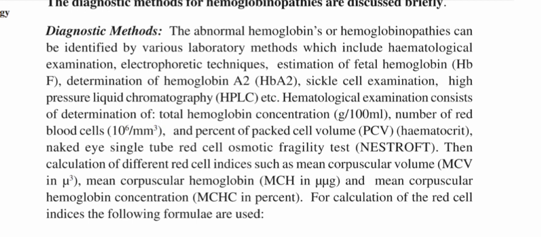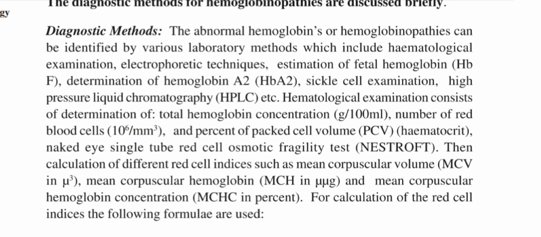Hematological examination consists of determination of total hemoglobin concentration in gram per 100 ml, number of red blood cells in 10 to the power 6 per cubic millimeter, and the percentage of packed cell volume PCV, hematocrit, naked eye single tube red cell osmotic fragility test, NESTROFT. Then calculation of different red cell indices such as mean corpuscular volume MCV in cubic micron, mean corpuscular hemoglobin MCH in microgram, and mean corpuscular hemoglobin concentration MCHC in percent.